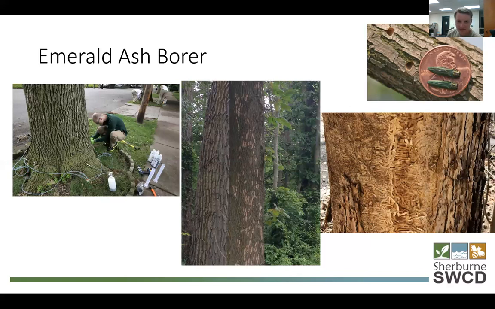So you can have EAB present in your trees for a couple years before you begin to actually notice the damage or the flecking. So you might be saying, well, if my tree can be infected without me even knowing it, how do I know, should I treat it? Should I cut it down? Well, according to the U of M, if your ash tree is within 15 miles of a known infestation, it is at high risk of being attacked by EAB.